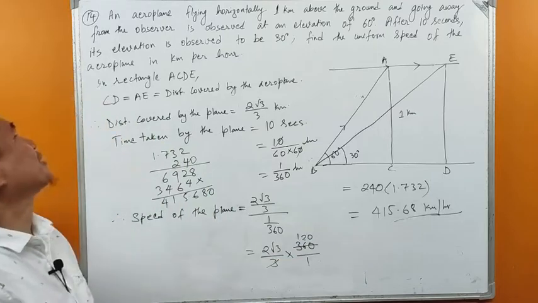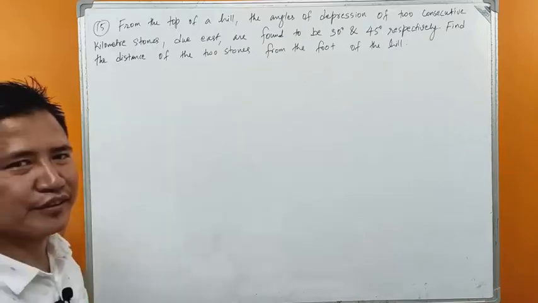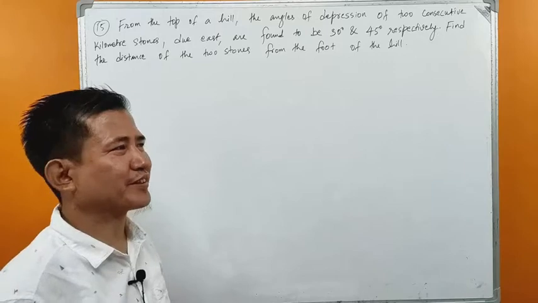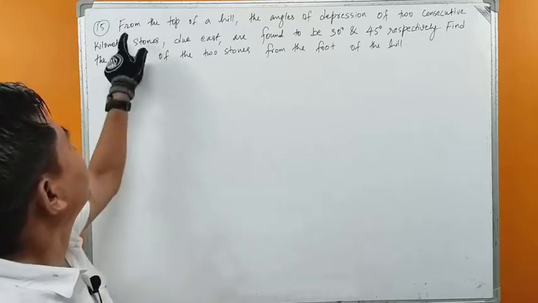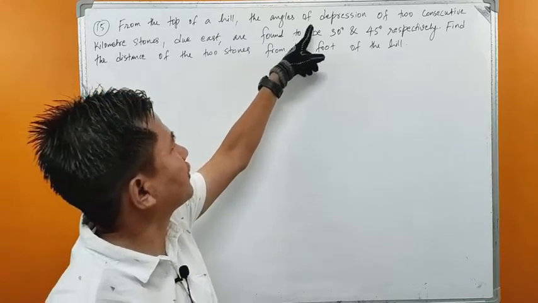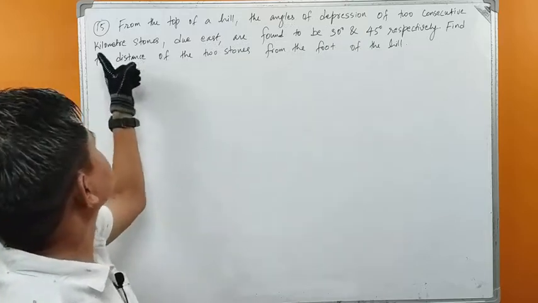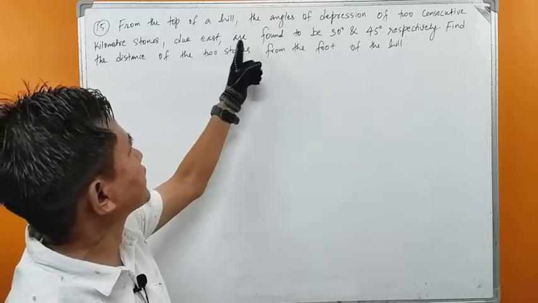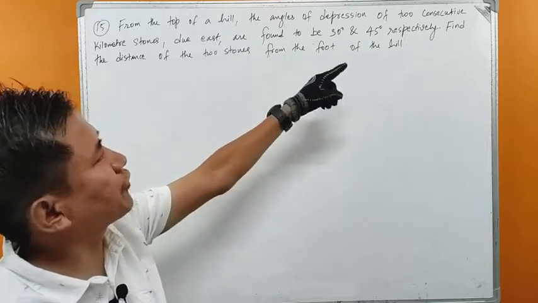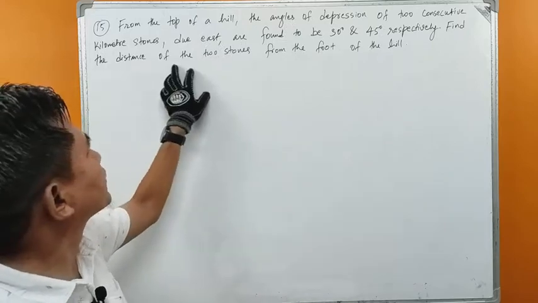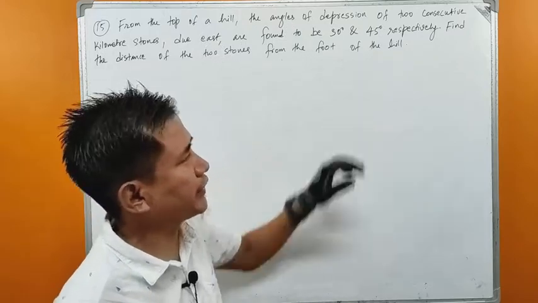So let us do question number 15. Okay, now let us do the last question from this exercise, question number 15. From the top of a hill, the angles of depression of two consecutive kilometer stones due east are found to be 30 degree and 45 degree respectively. Find the distance of the two stones from the foot of the hill, okay?